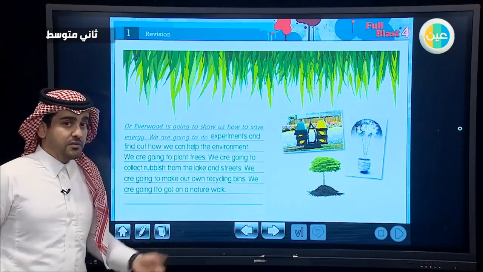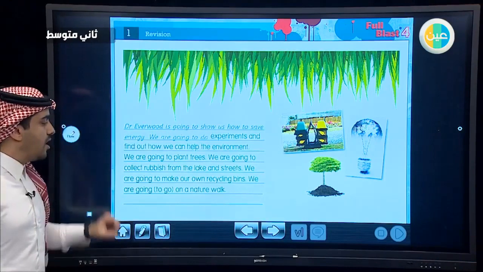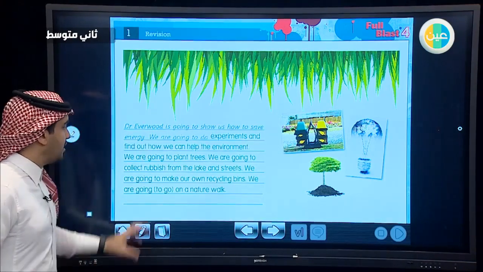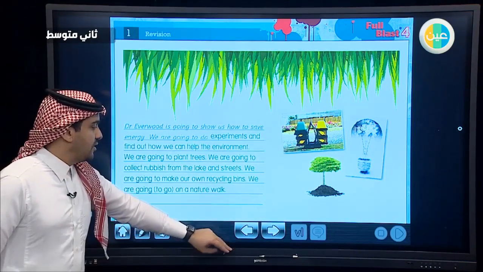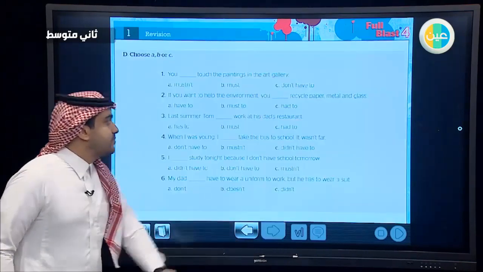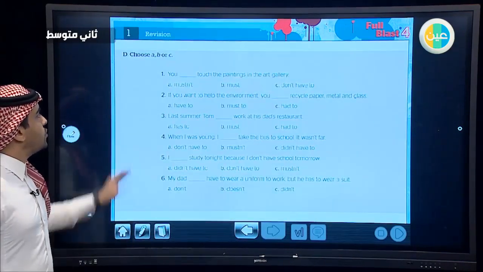We need to move on to the next part, so please take a picture or freeze the screen for just a second and make sure that you get the right answer. Exercise D, choose A, B or C.